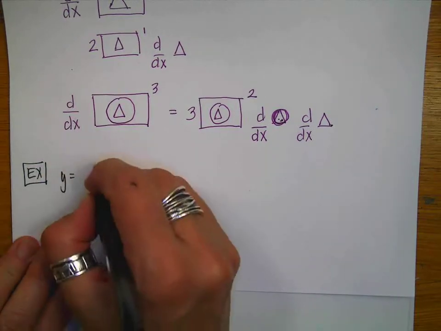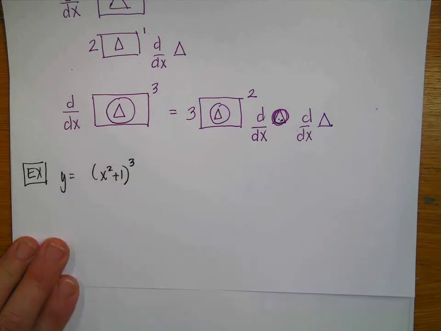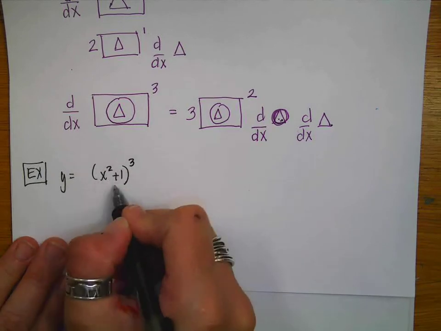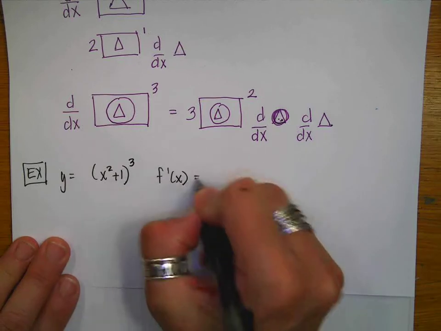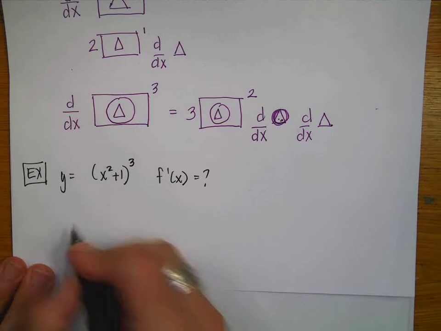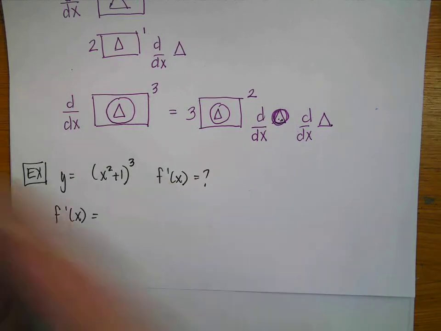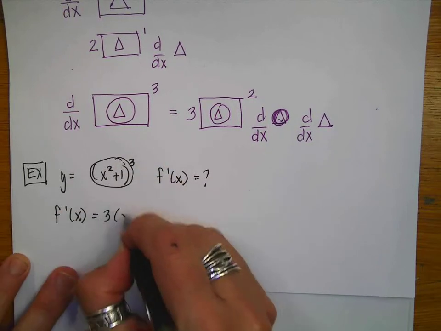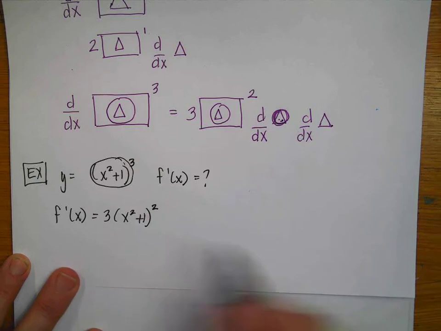So I have y is equal to (x squared plus 1) to the third. Okay, and you'll notice it looks a little different than what we've done in the past because now the inside of the function has stuff going on. And I want to find f prime of x. So I'm going to start with the chain rule. So f prime of x, I'm going to manage the whole first. So it's going to be 3 times (x squared plus 1) to the second.